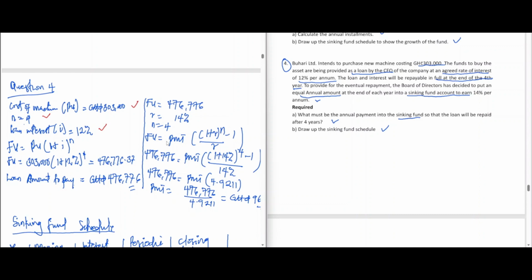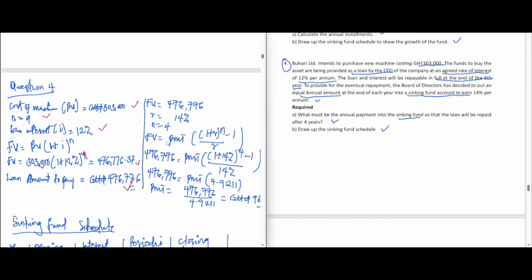So we know our present value, which is the cost of the machine, which is the loan that they are taking, is 303,000 Ghana cedis, times (1 plus 12%) to the power 4, which will be 476,776.37. So at the end of the day, the loan amount that you pay at the end of 4 years will be 476,776 Ghana cedis.